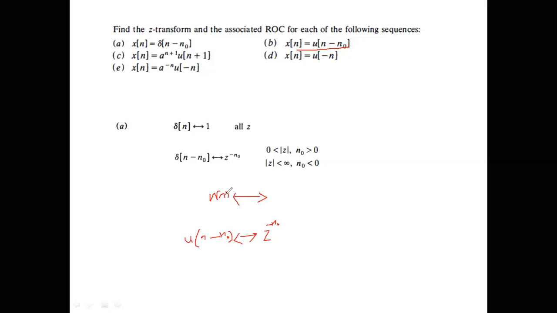Now that we are in the third or fourth class of Z transform, we know the Z transform of u of n is 1 divided by 1 minus z to the power minus 1. I can also write this as z divided by z minus 1. This we already know. Since there is a shift in the time domain, you simply have to multiply this by z to the power minus n naught.